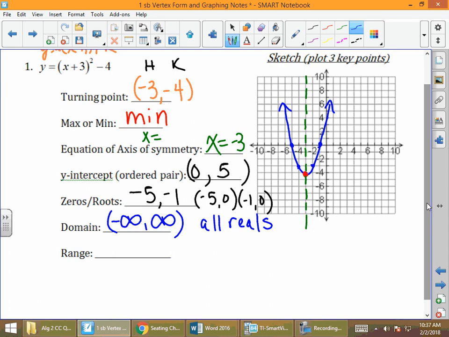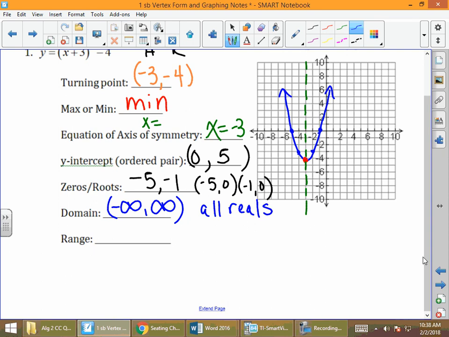And our range, when we're talking about range, we ask ourselves, do we have a high point? Do we have a low point in the graph? Well, our red point here is a low point in the graph. And we're going to have y is greater than or equal to the lowest point in this graph, which is at 3, -4. So this is y is greater than or equal to -4. In interval notation, it's -4 with a bracket around it, which means that -4 is included, and our graph is going to continue to go up and up and up and up to infinity. Infinity always has a parenthesis. Graphing calculator can be very helpful in these.